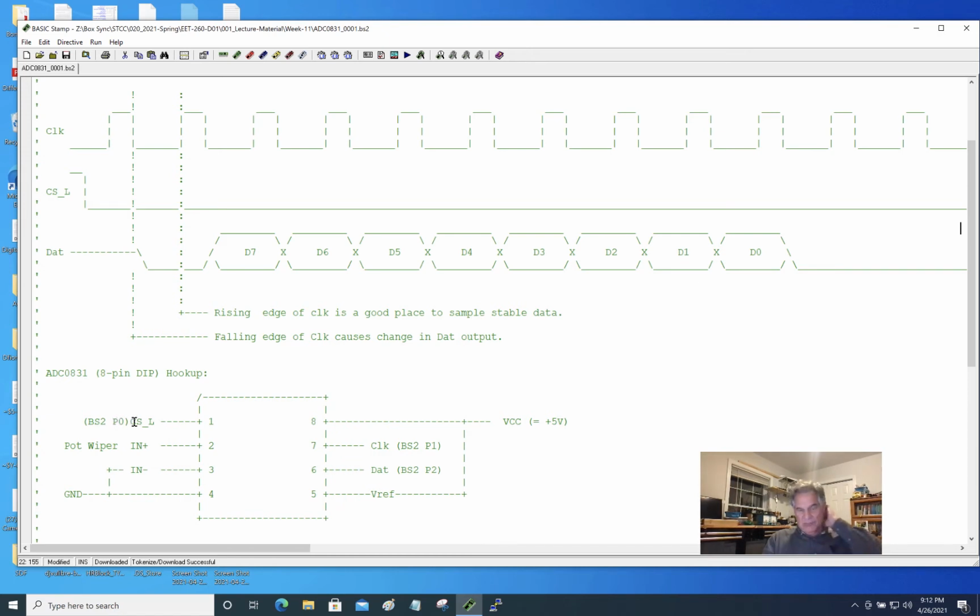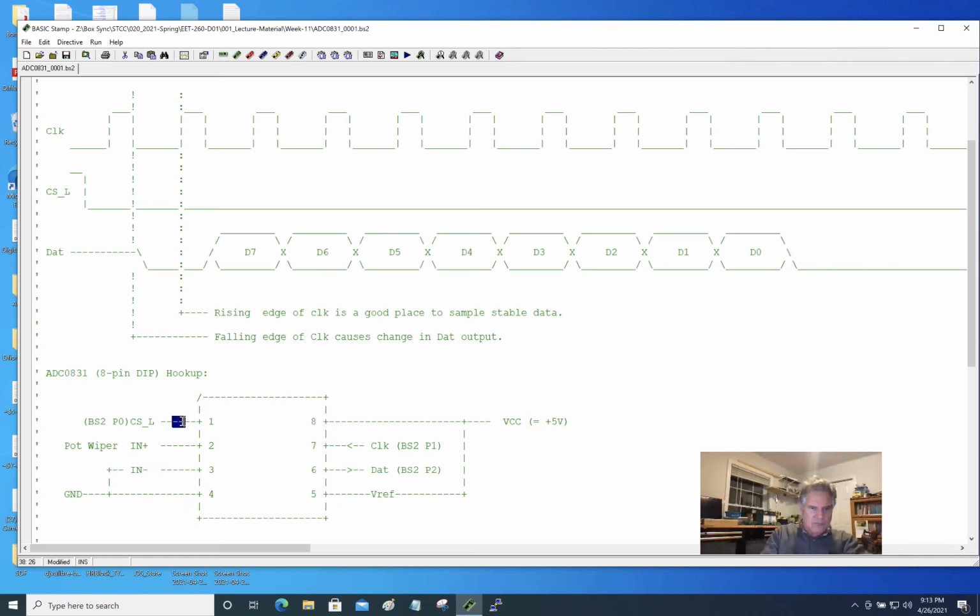P0 becomes our CSL line. P1 becomes our clock line. So these are both driven from the basic stamp. And then this data line is driven from the analog to digital converter back to the BS2. So, maybe what I really should do is kind of put some arrow data in here. So that is an output from that guy, and this one goes that way.